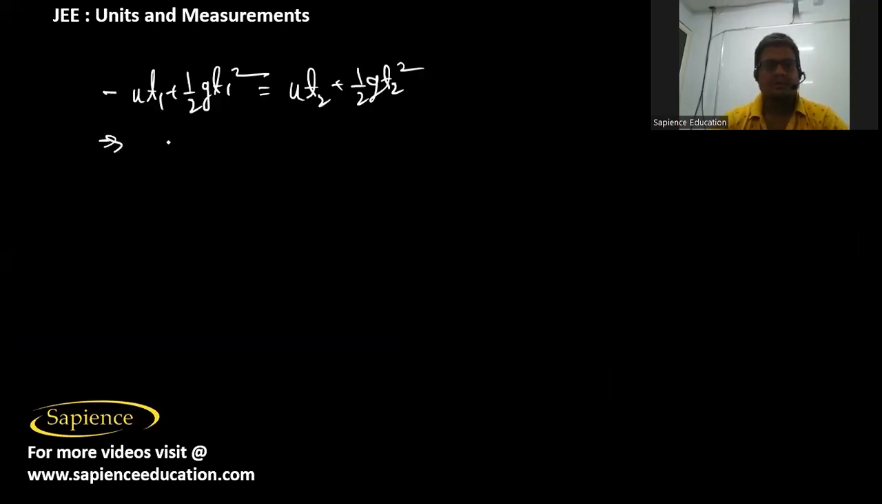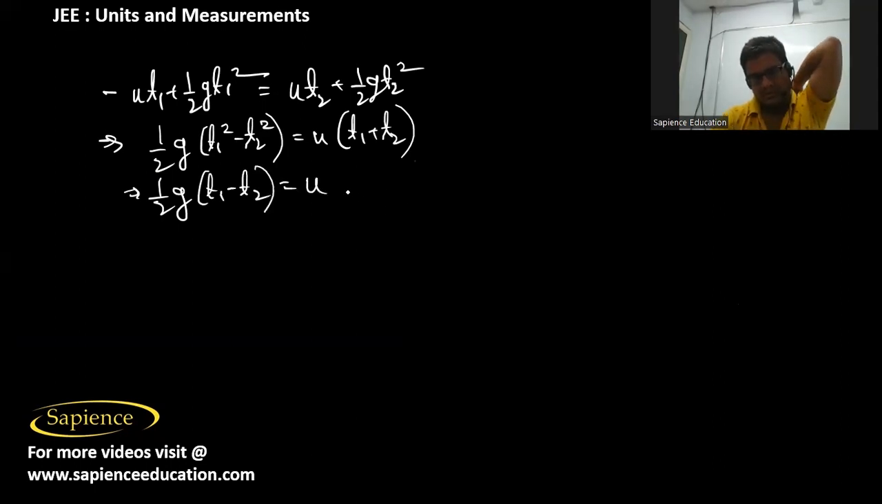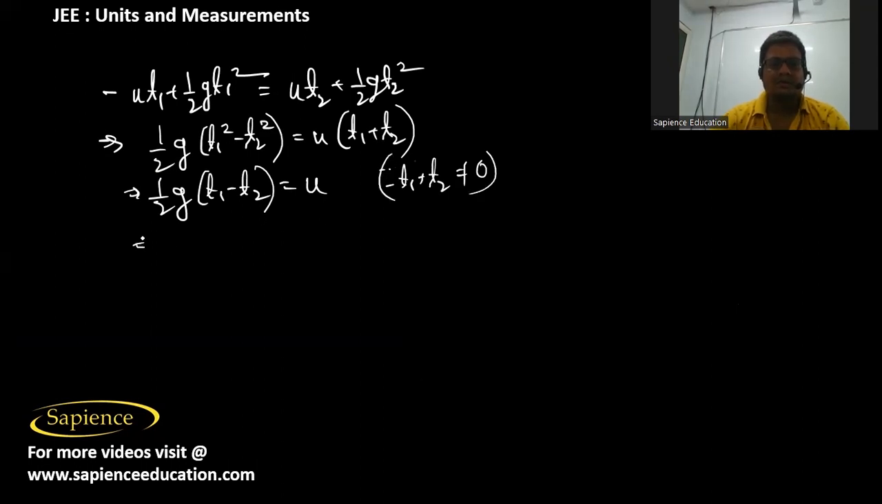So therefore we can tell this is half g into t1 square minus t2 square, that is equal to u into t1 plus t2. So therefore you can tell half g into t1 minus t2 is equal to u, since t1 plus t2 we can cancel out, since t1 plus t2 can't be equal to 0. So therefore t1 minus t2 is equal to 2u by g.